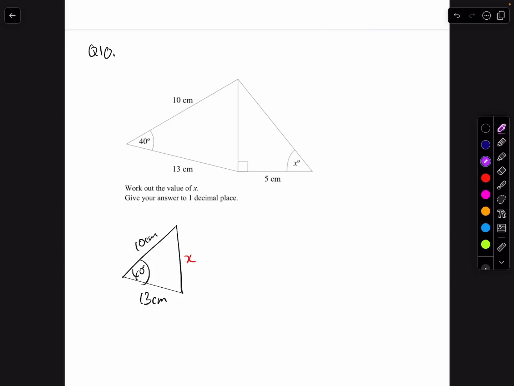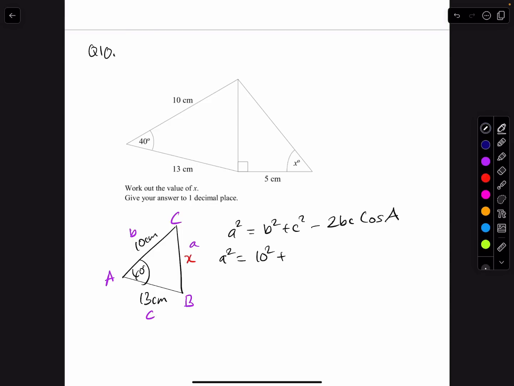So we're going to label this now. A, small a, B, small b. B and C don't matter. I want to keep that A, the opposite pair that I have, and C and small c. So the cosine rule is: a squared is equal to b squared plus c squared minus 2bc cos A. So a squared is equal to b squared, which is 10 squared, plus c squared, which is 13 squared, minus 2 times 10 times 13 times cos 40.